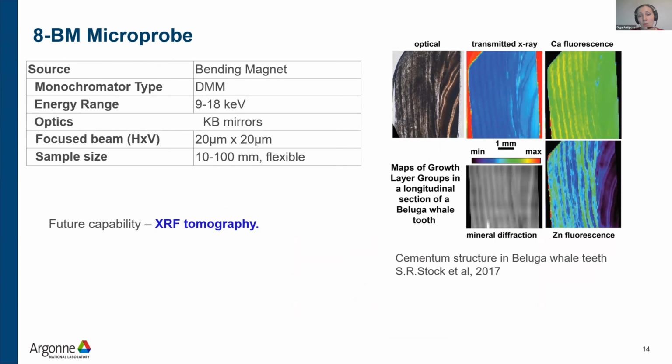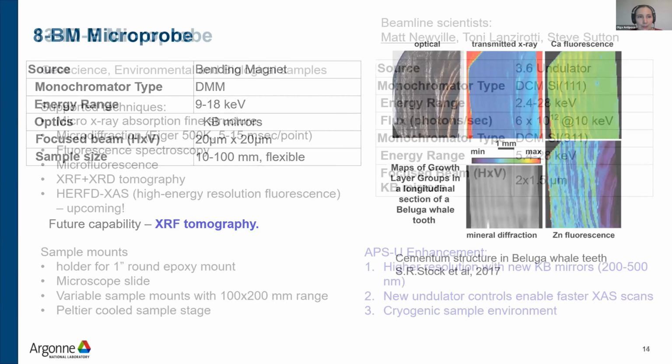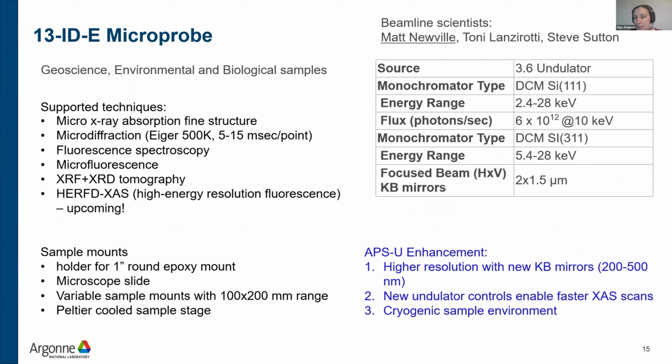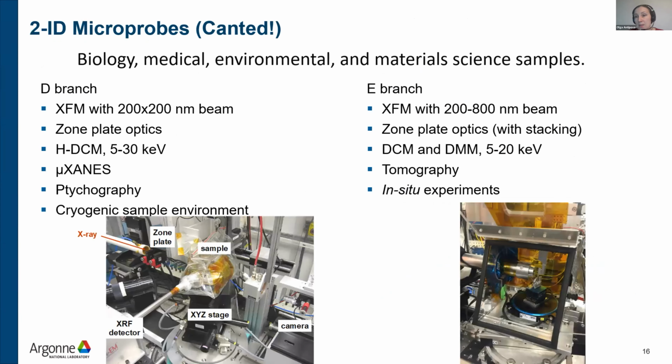So 8-BM will offer XRF microscopy as well as XRF tomography with the accommodation of larger samples. They will also have an increase in their resolution. 13-ID-E, which has already been offering quite a lot of nice tools like micro-diffraction, XRF, XRD tomography, and spectroscopy, will significantly increase their resolution using KB mirrors and will enable faster spectroscopy scans, as well as add a cryogenic sample environment. 2-ID microprobes are canted and fully independent.